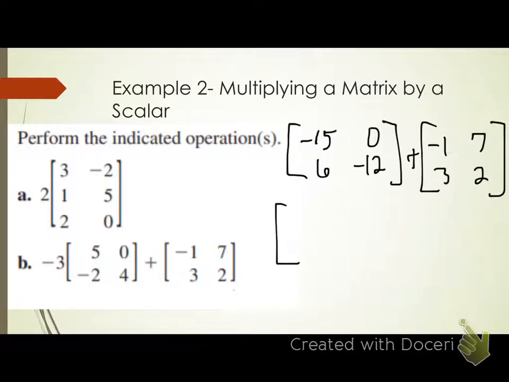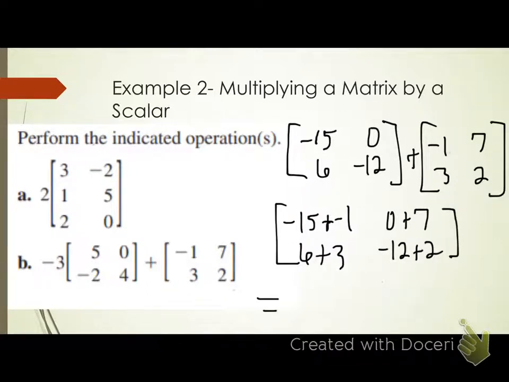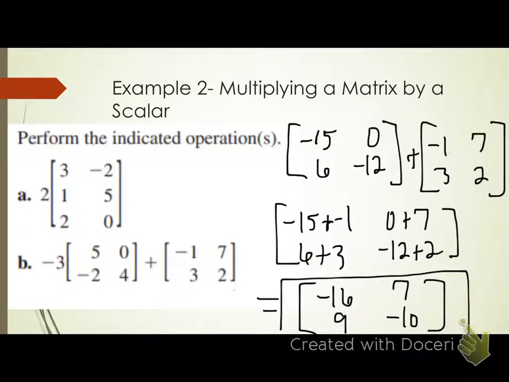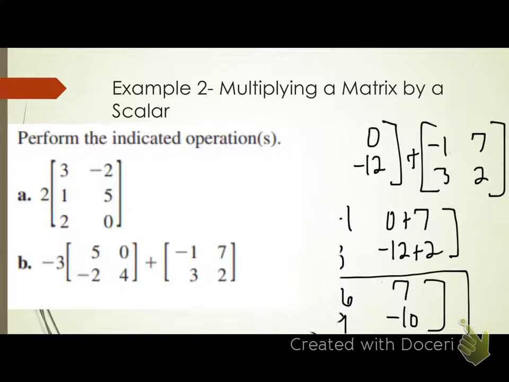So I get negative 15 plus negative 1, 0 plus 7, 6 plus 3, negative 12 plus 2. That gives me this new matrix right here, negative 16, 7, 9, and negative 10. So I performed all of the indicated operations. Once again, do your multiplication first and then add. It's like our order of operations. Once again, I feel like that's pretty simple to understand.